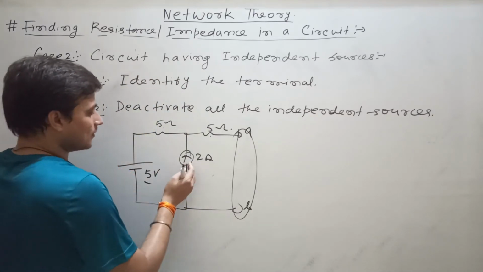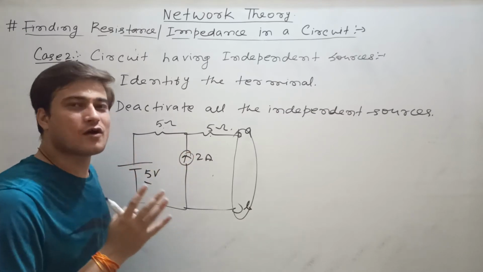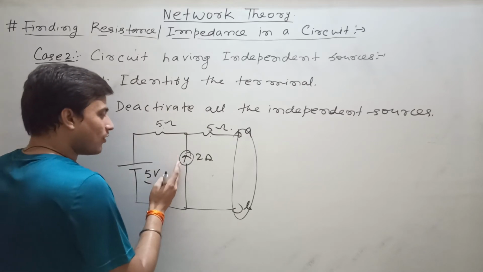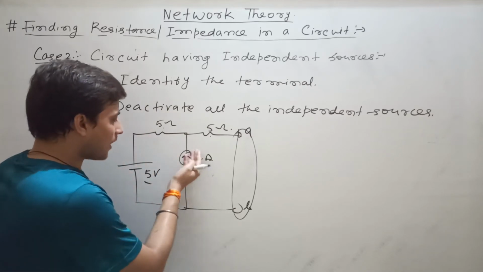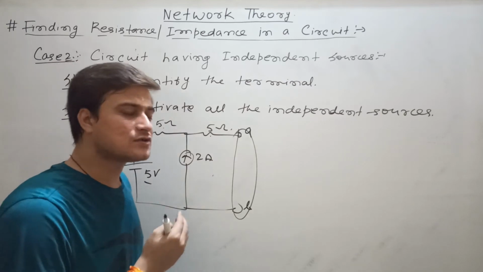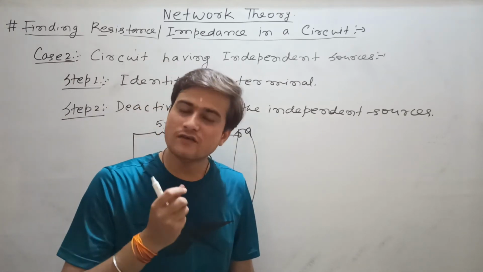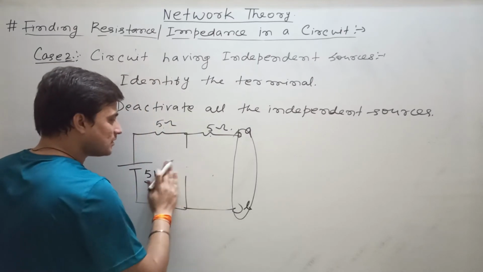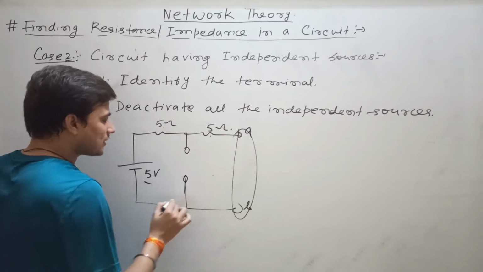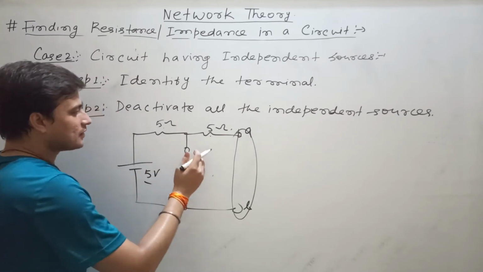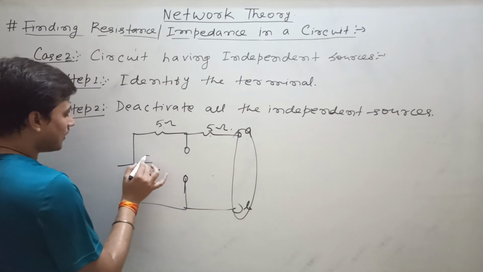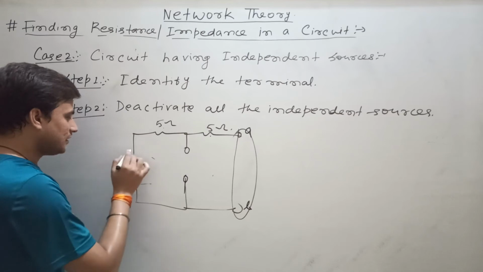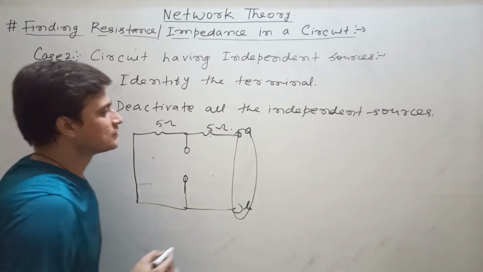So see, you cannot ignore the contribution of sources in finding resistance. Here you see about current source. If it is an ideal current source, so ideal current source means what? Its resistance will be infinite. Infinite resistance can be shown by open circuit. That's why you open the current source. And here you see the resistance of this part. If this is an ideal voltage source, its resistance is 0. That's why it is replaced by short circuit.